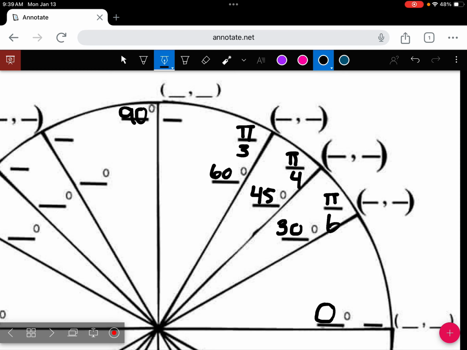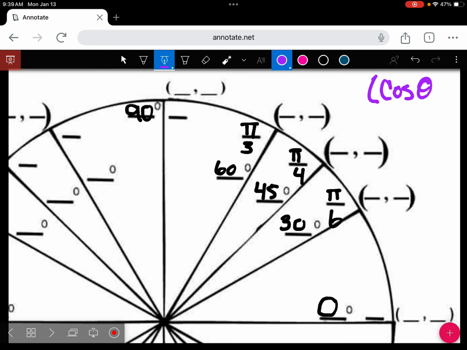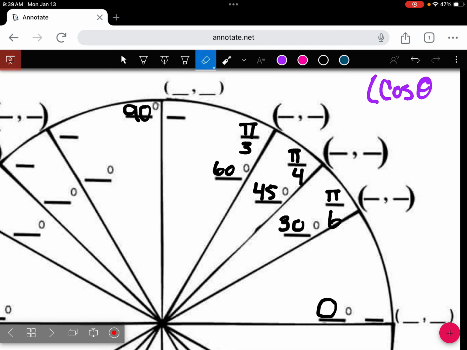When we're looking at our ordered pairs, I'm double, triple checking before I give you something wrong. I just want to make sure my brain doesn't flip-flop on us. Our x's are the cosine of the angle, and the y's are the sine of the angle.